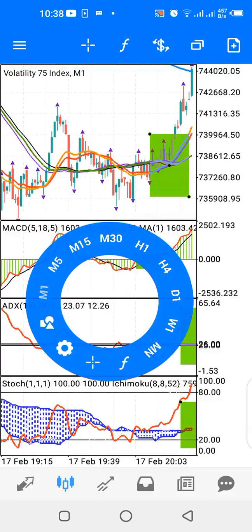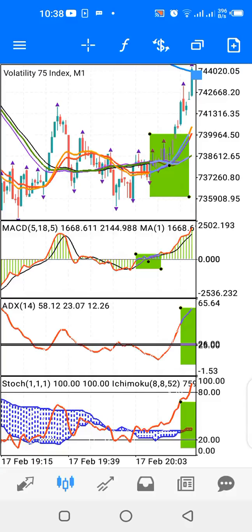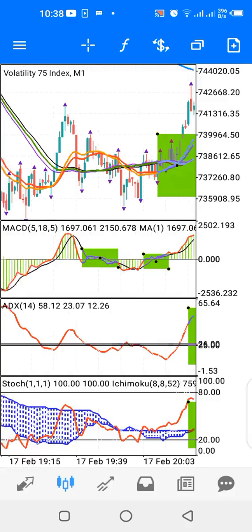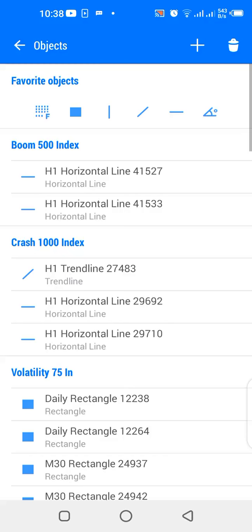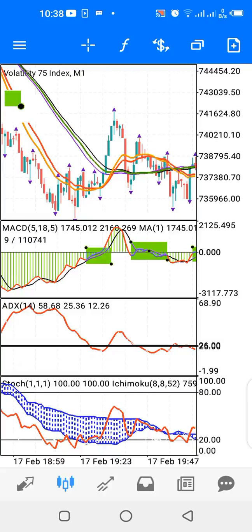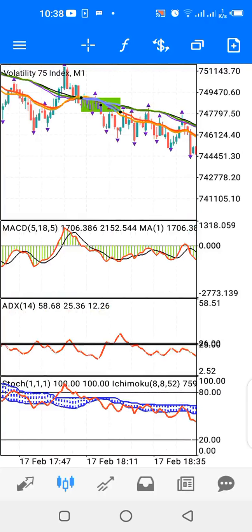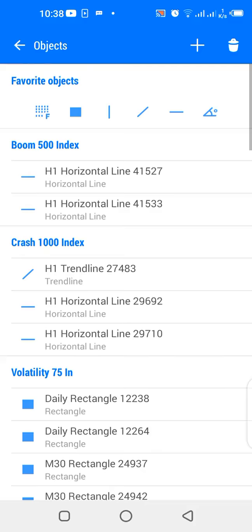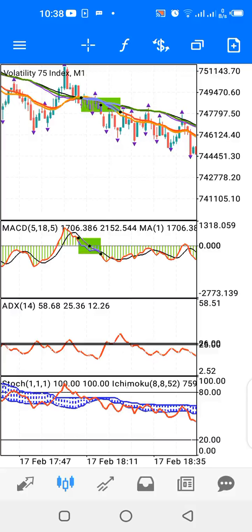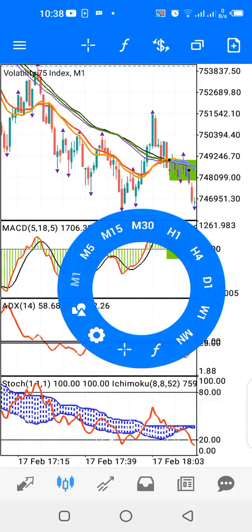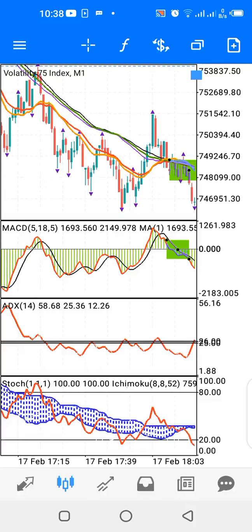Cross below, you have a sell. Cross above, you have a buy. Cross below, sell, time to sell. Above, time to buy. Below, time to sell.